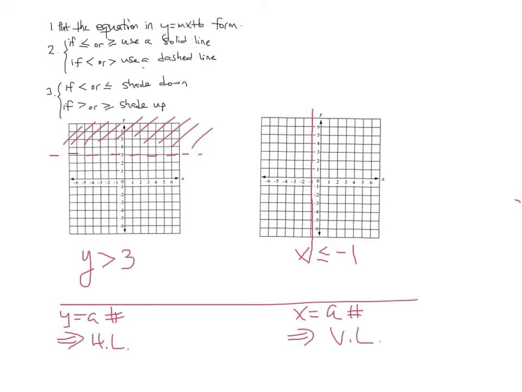Now our rules here don't really apply for shading up and shading down. You can't shade above a vertical line or below, but I think you would agree that left and right will make sense. So less than is left, greater than is right. So less than or equal to negative 1, we will shade to the left of the line. And that's all there is to this section. Easy peasy lemon squeezy.